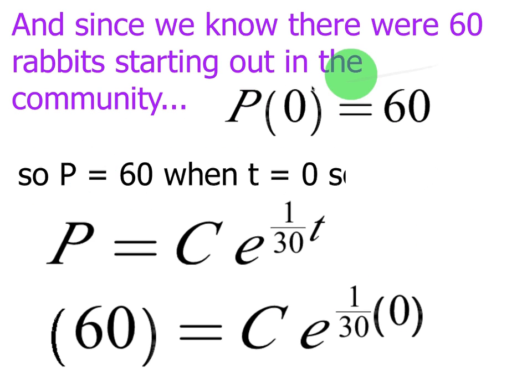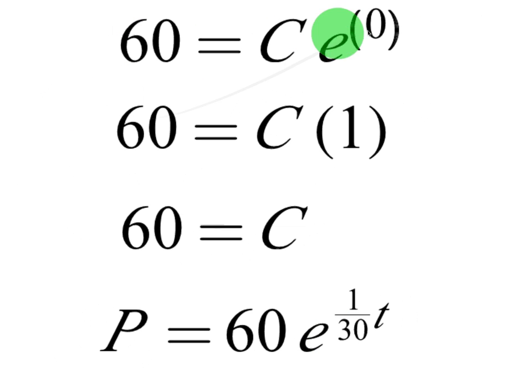And since we know there were 60 rabbits starting out in the community, we can use this initial value. P of 0, time being the 0th month, is 60. So we're going to plug in a 60 for P, and we're going to plug in a 0 for t, and now we can solve for C. Now the exponent is going to become 0, so it's going to be C e to the 0, but e to the 0 is 1, which makes our C value equal to 60.